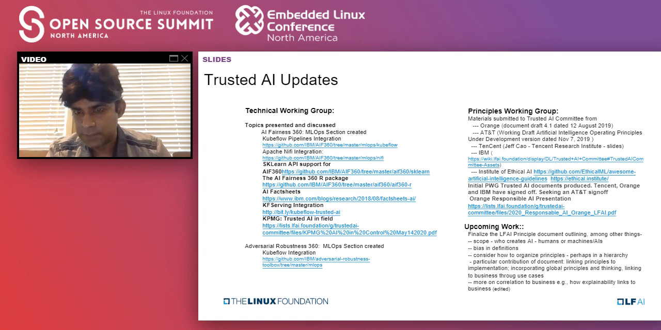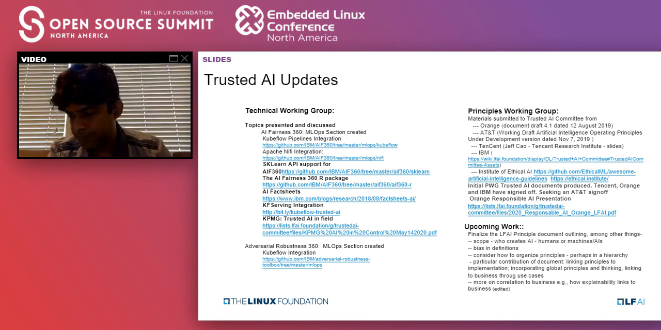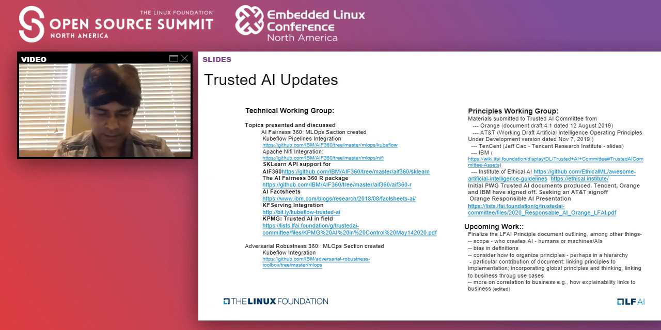On the other hand, under the principles working group, there is a lot of effort, as I mentioned, to get together with the participating companies, the likes of Orange, Tencent, AT&T, IBM coming together, and the rest of the participating companies like the Institute for Ethical ML, and creating a set of guiding principles which can guide the next generation of technologies they will put behind, to ensure that all those principles are addressed in the AI systems they are building.